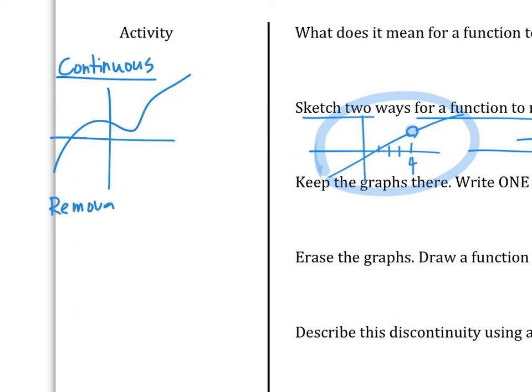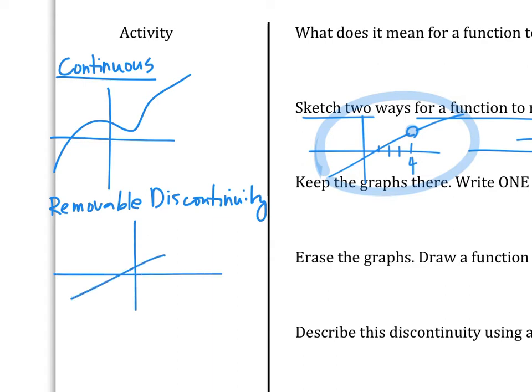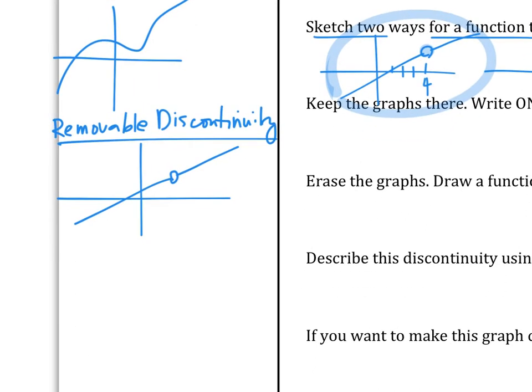First, we have a removable discontinuity. Removable discontinuity means that there is a hole, like that. The second one is called the jump discontinuity.